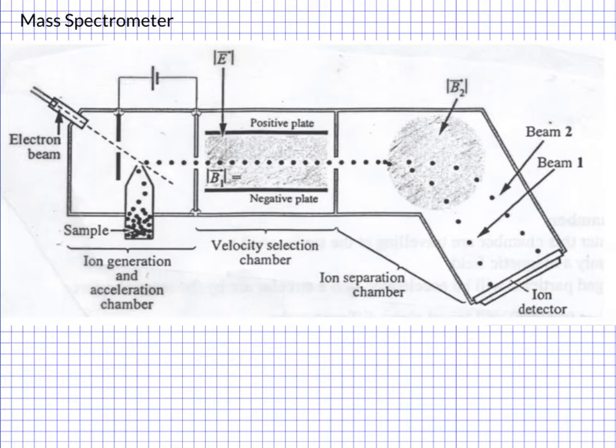So here's a schematic of a mass spectrometer. This will be the one that you have in your notes. The purpose of a mass spectrometer is essentially to use a Thomson tube type of device to determine some sort of characteristics about what it is that you're putting into the mass spectrometer. Normally it's the mass, funnily enough, hence the name.